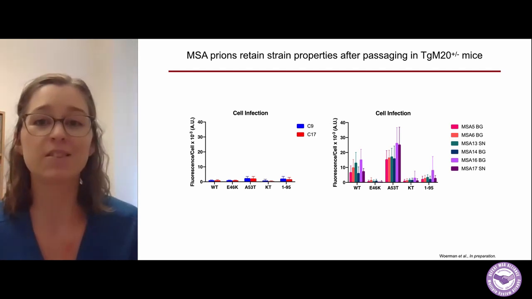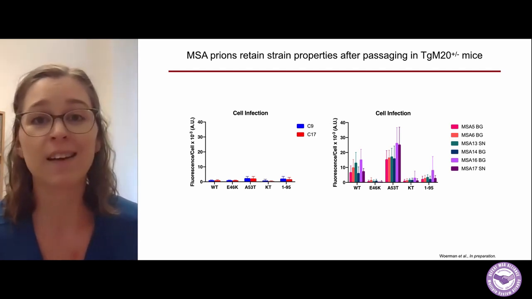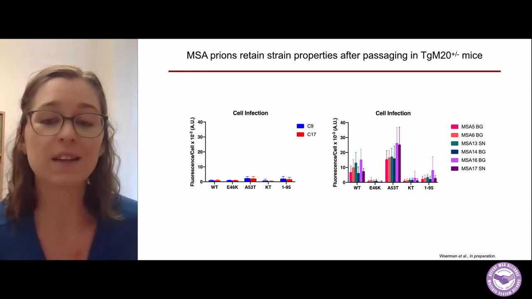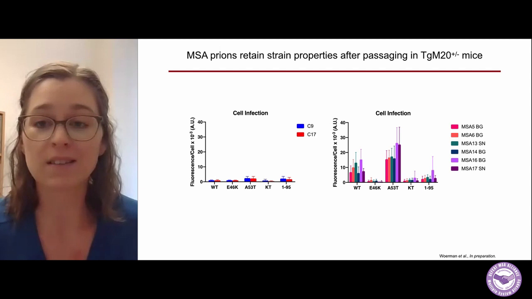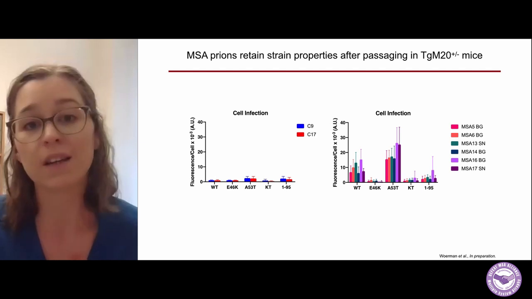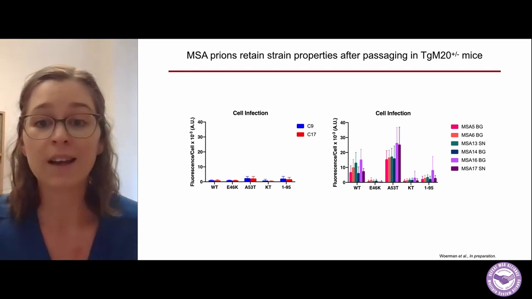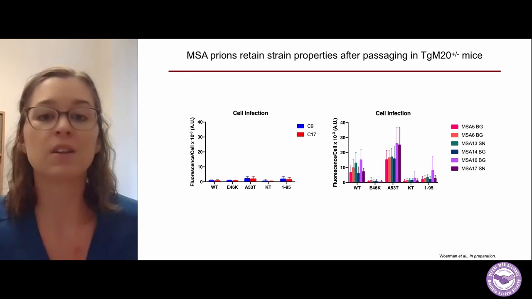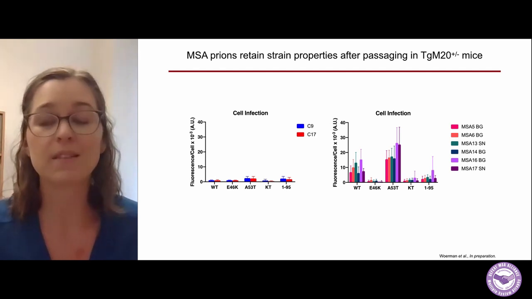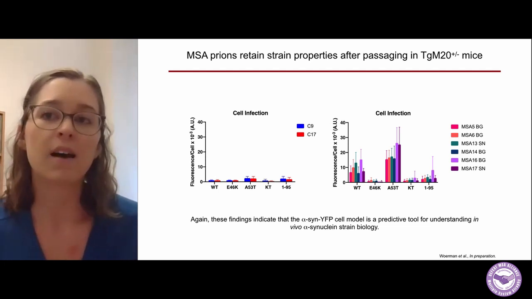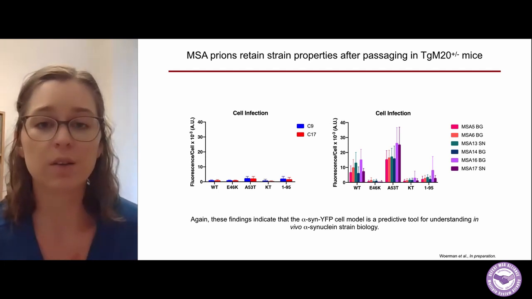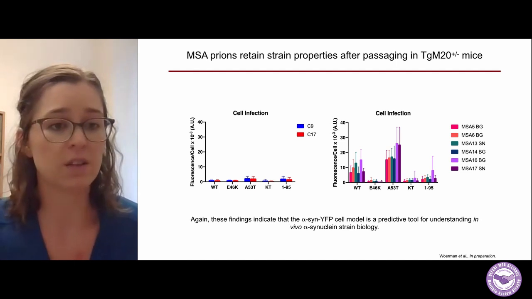And again, they retain their strain properties after passaging in the wild type mice. When we take the brains of the mice that succumb to MSA, we do get cellular infection in our A53T cells as seen previously, as well as the wild type cells like we've seen before. And again, the E46K mutation still prevents that MSA infection. So this is just bolstering that the cellular assay can be used to be predictive of α-synuclein strain biology.